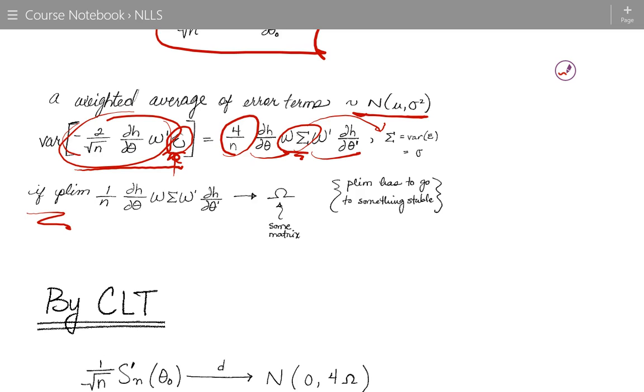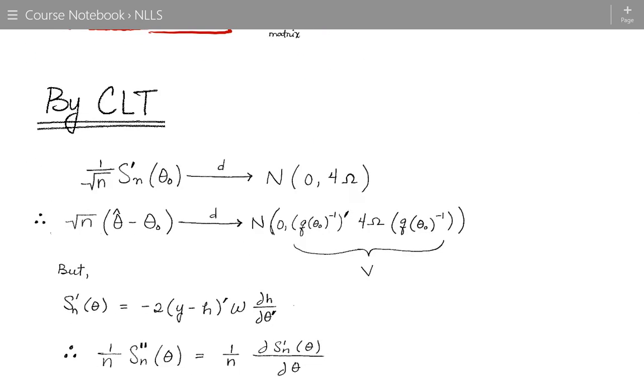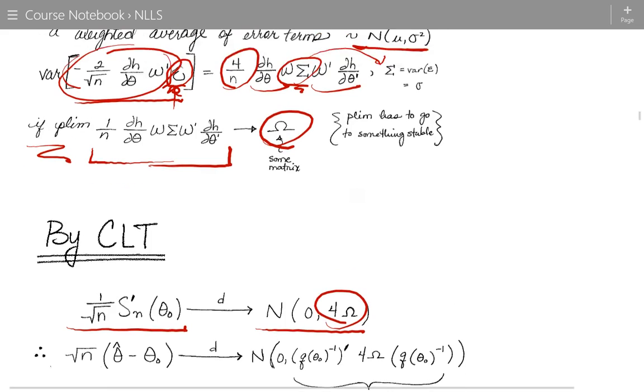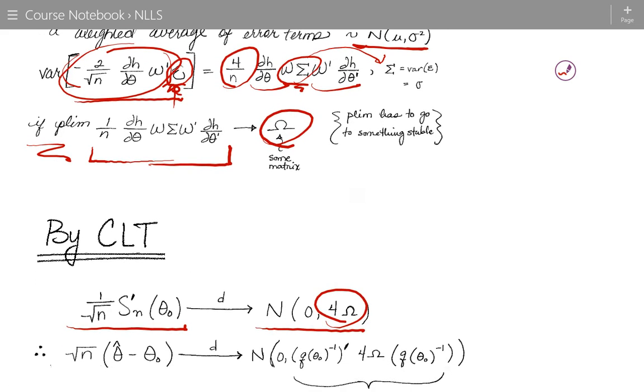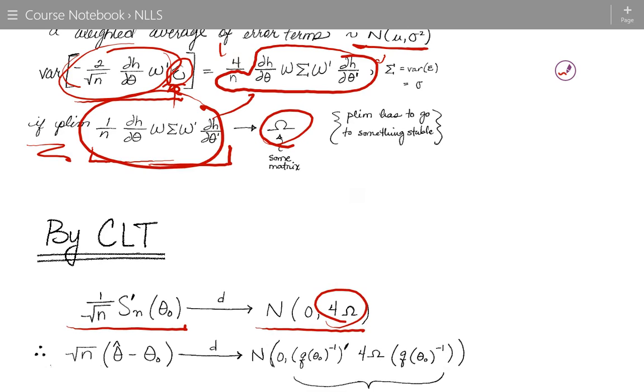Now, if the p-lim of this term goes to some matrix, what we mean is that, again, the variance asymptotically stabilizes to a particular matrix, and we can continue on. We'll see what happens. By the central limit theorem, 1 over square root n of the first derivatives converges in distribution to a normal with mean 0 and variance 4 times omega. That came from this part right up here. Oops, gotta include my n. All right, so I still have the 4 here. So it's the 4 times the omega.